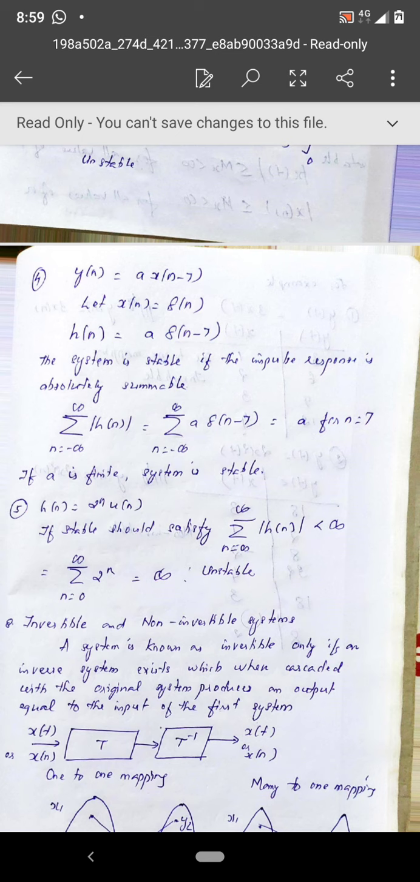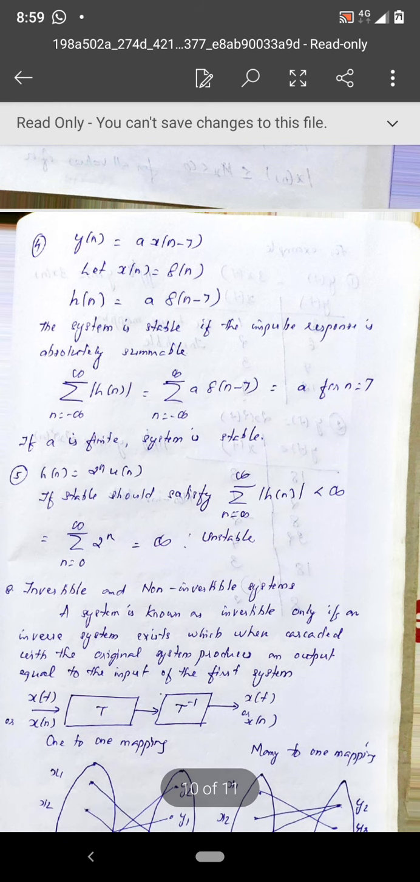That 1 is being multiplied by a. No other value exists at any other sample, at any other values of n. There is only one value, that is at n is equal to 7. That is 1 multiplied by a is a. So when you perform 0 plus 0 plus 0 plus 0 plus, there is only one value at n is equal to 7, all other values are all zeros.